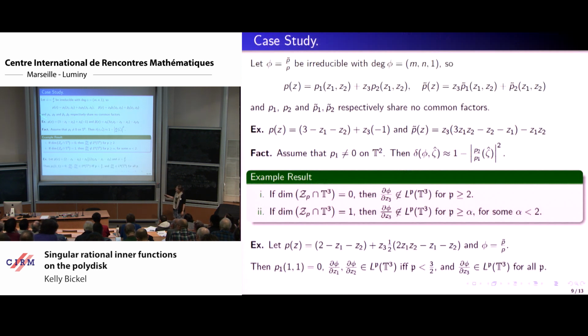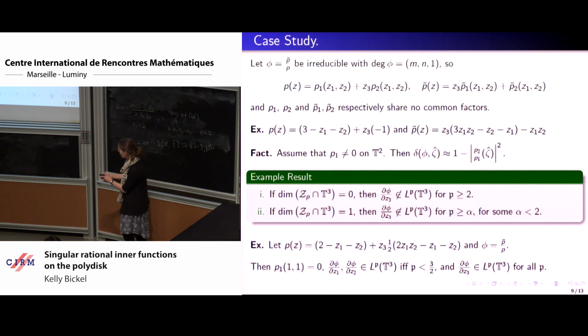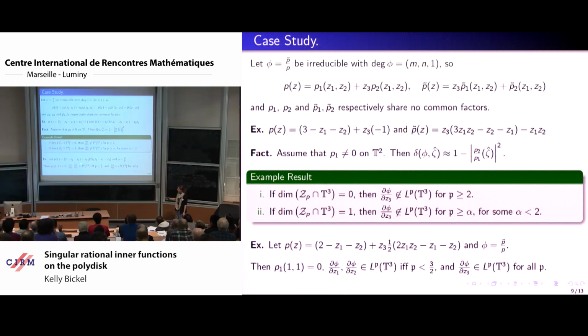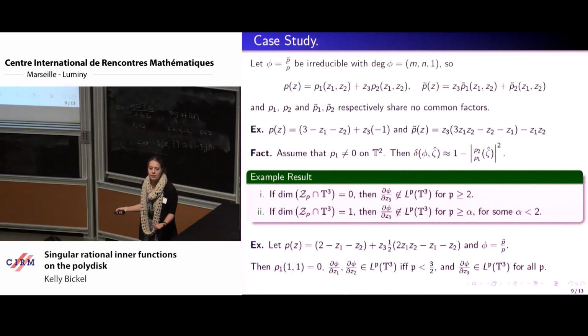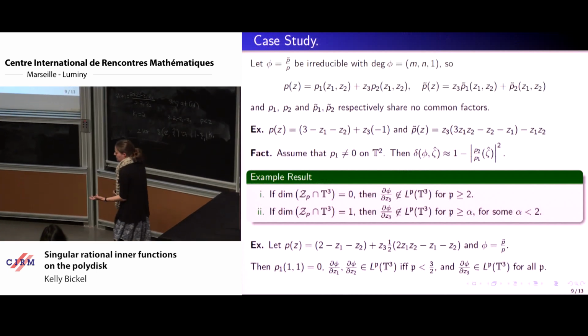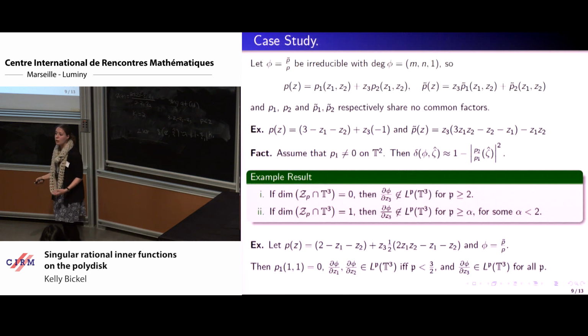However, this condition here that the p1 not vanish is necessary for this theorem to be true. In particular, let's consider this simple polynomial right here that doesn't vanish on the tridisk that's built from a 2-variable rational inner function, in particular the one here. Well, its p1 certainly does vanish at 1, 1. And if you start to build its distance function, you end up getting that it's equal to just 1 minus 1/2 squared, so it's a constant function. So certainly the partial derivative with respect to z2 is in L^p for all p.